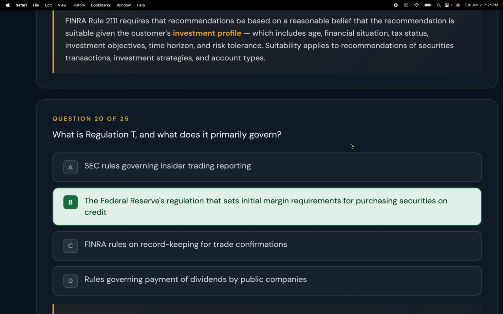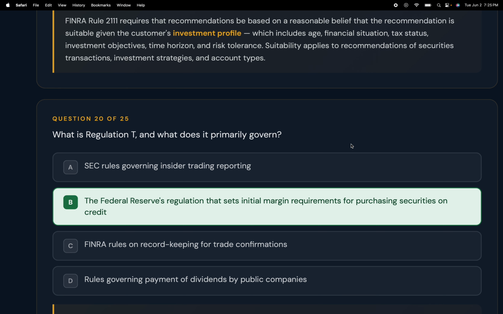The initial margin, what's the percentage? 50. What's the second one? Maintenance margin. What's the percentage? 25. Third one's the house margin. What is that? Varies, but it's more than what? 25. I gave you the explanation earlier.